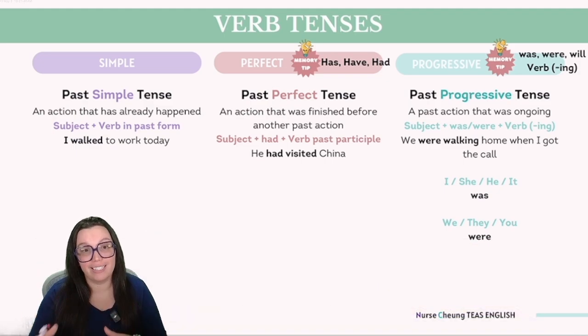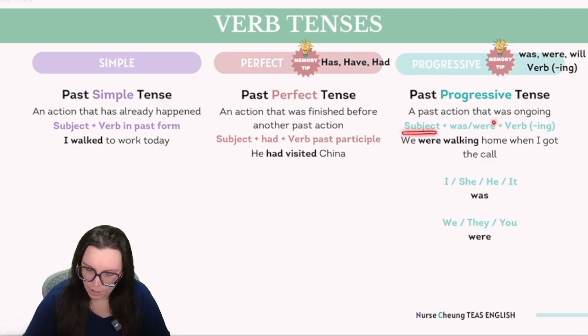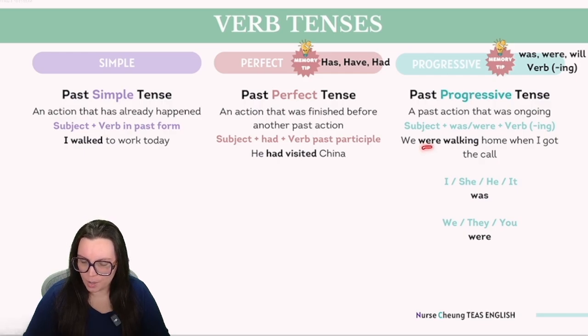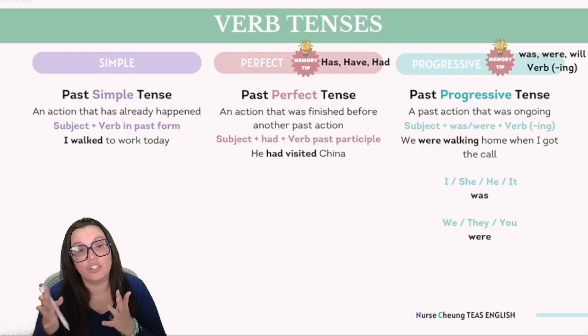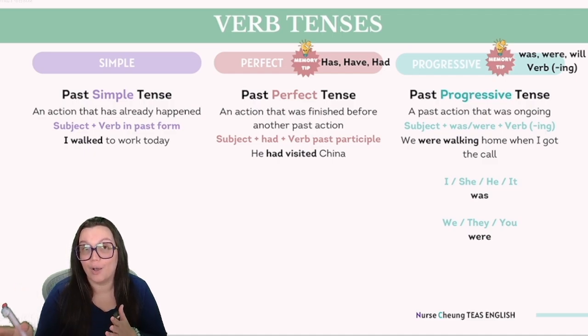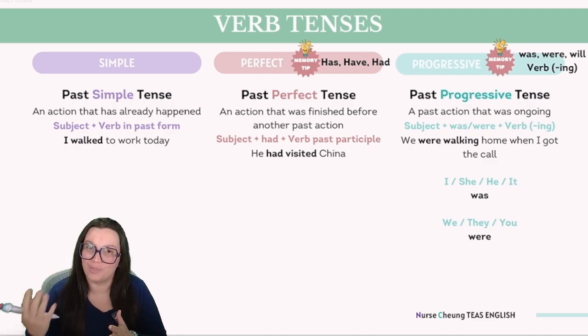The structure consists of the subject followed by was or were plus the verb ending in ing. For example, we were walking home when I got the call. This sentence shows that the action of walking home is ongoing when the call was received.